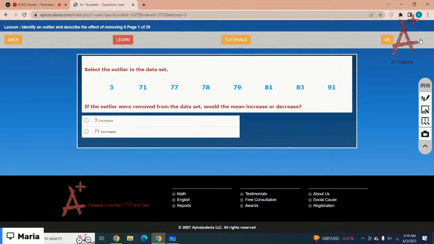So the outlier is 3. If you remove the 3, the value of the mean is increased. So that would be 3.